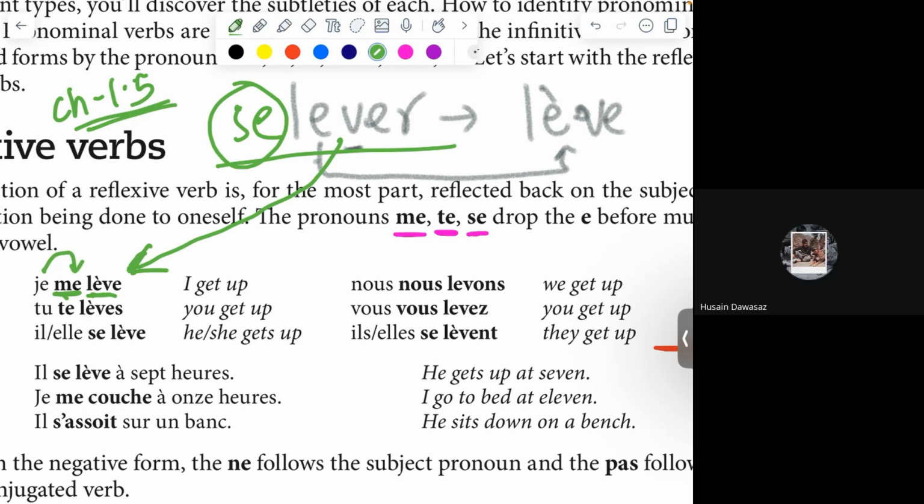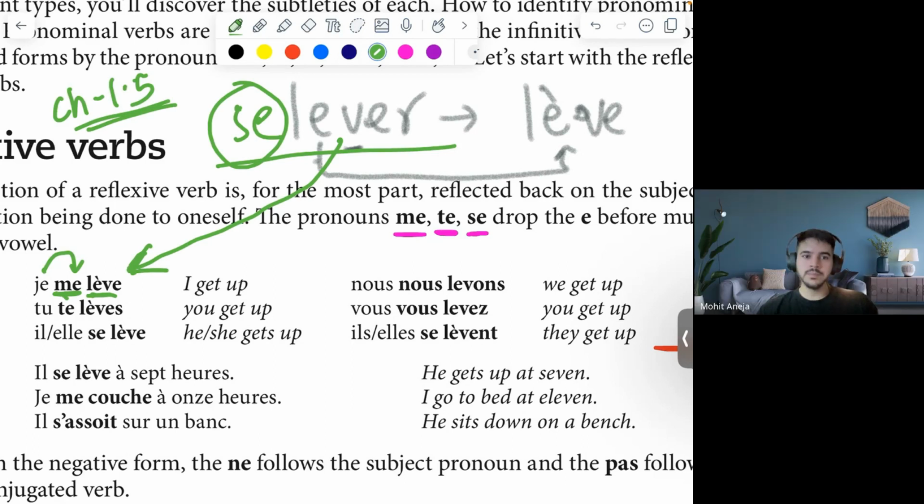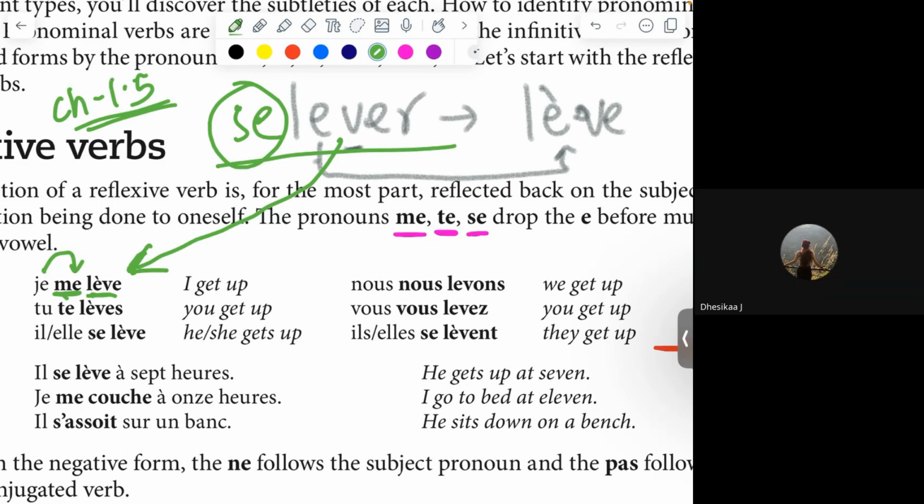Is that correct? Okay. Is that clear? Yes. Let's read this out now. When we ask "comment tu t'appelles", we are literally asking, what do you call yourself as?